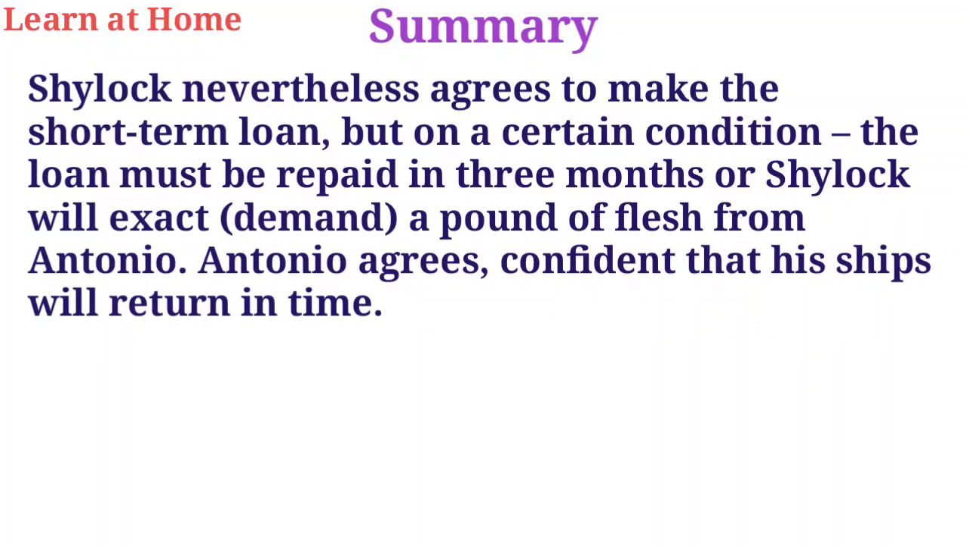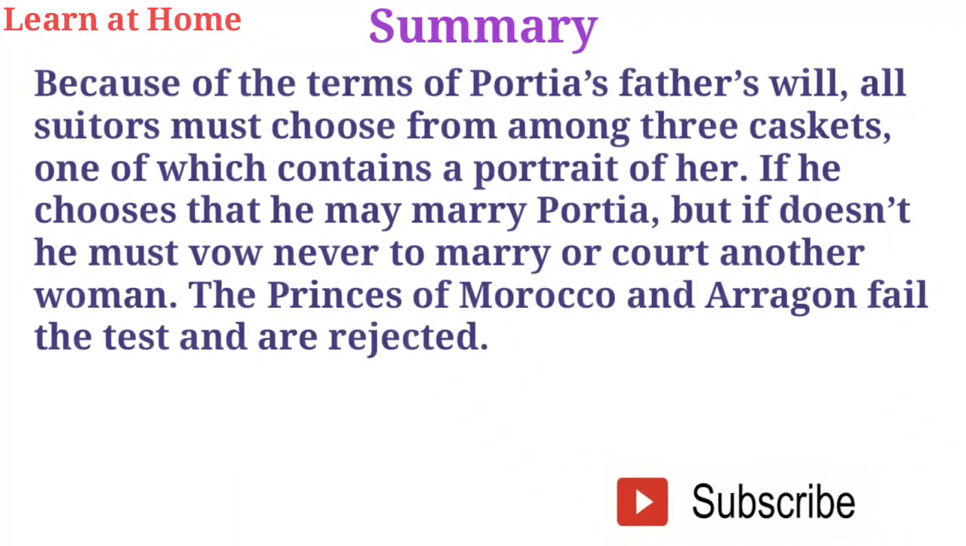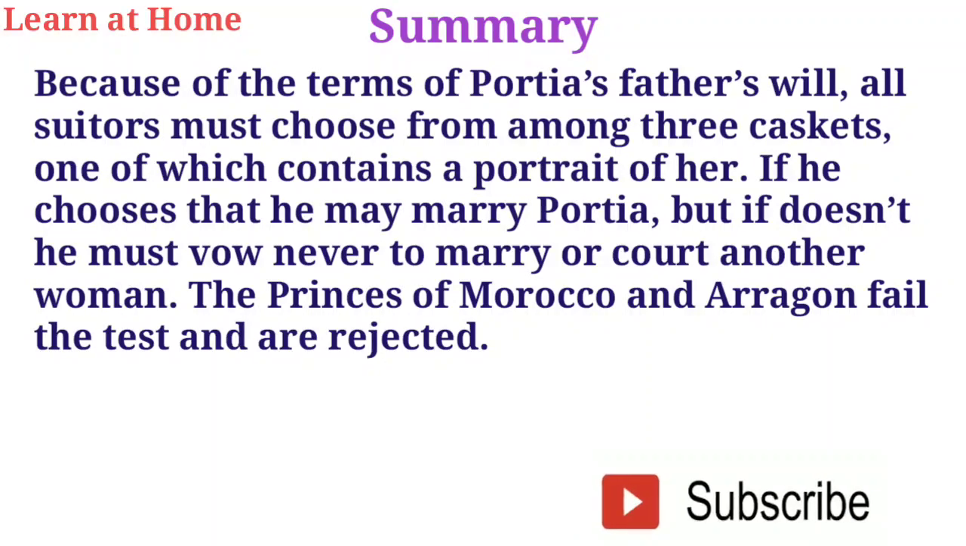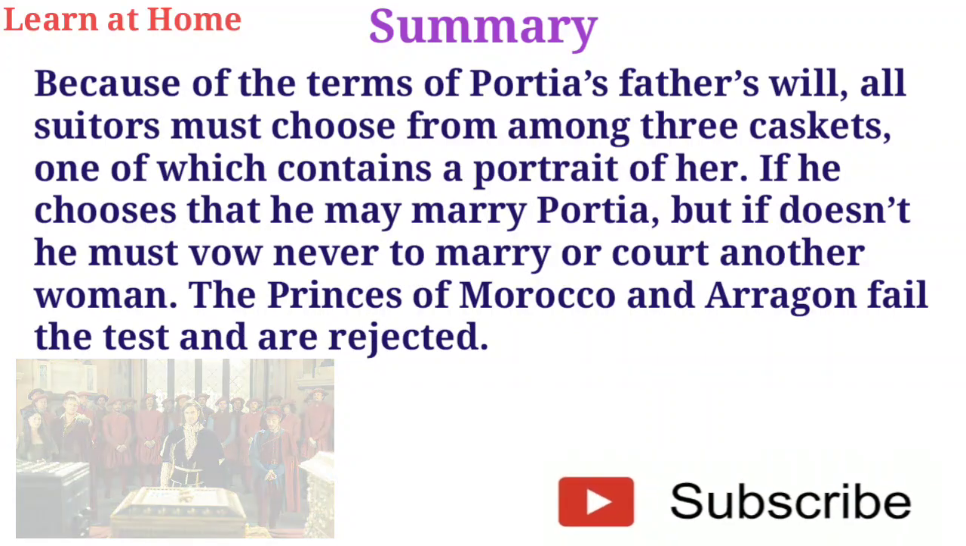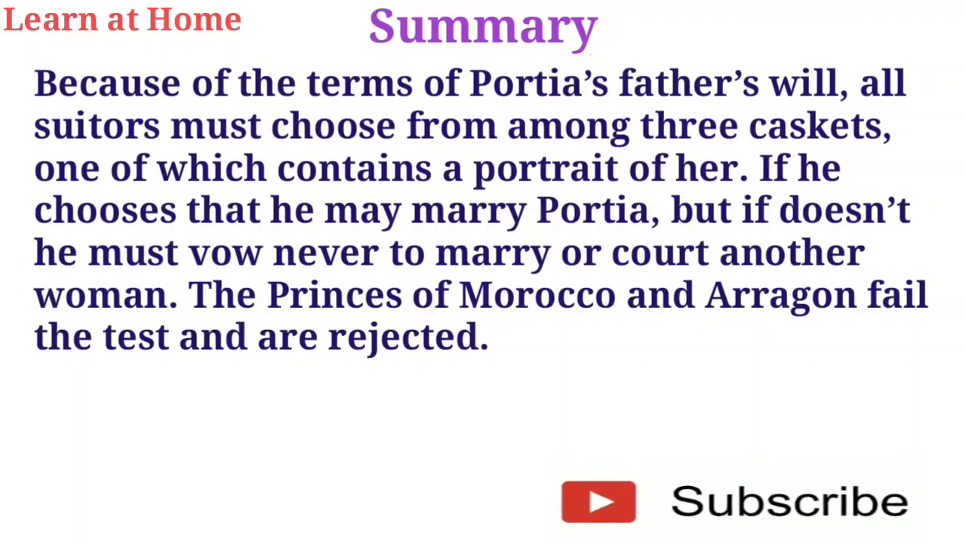Shylock nevertheless agrees to make the short-term loan, but on a certain condition. That is, the loan must be repaid in 3 months, or Shylock will exact a pound of flesh from Antonio. Antonio agrees, confident that his ships will return in time. Because of the terms of Portia's father's will, all suitors must choose from among 3 caskets, one of which contains a portrait of her. If he chooses that, he may marry Portia, but if he doesn't, he must vow never to marry or court another woman.